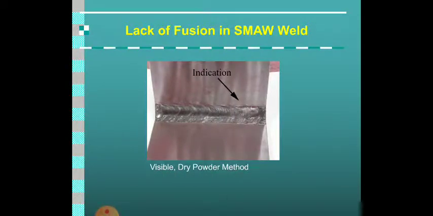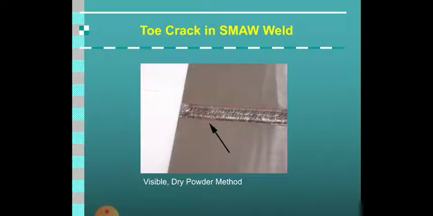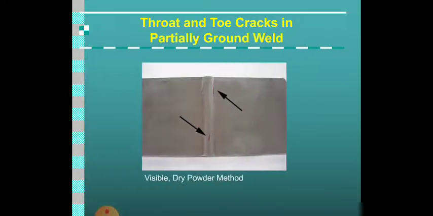So this is the lack of fusion in an SMAW weld using the dry powder method. These are the indications, that is the toe crack problem that is showing there, as you can see in the figure. This is the throat and the toe crack again, partially visible with the dry powder method. As you can see the red mark.